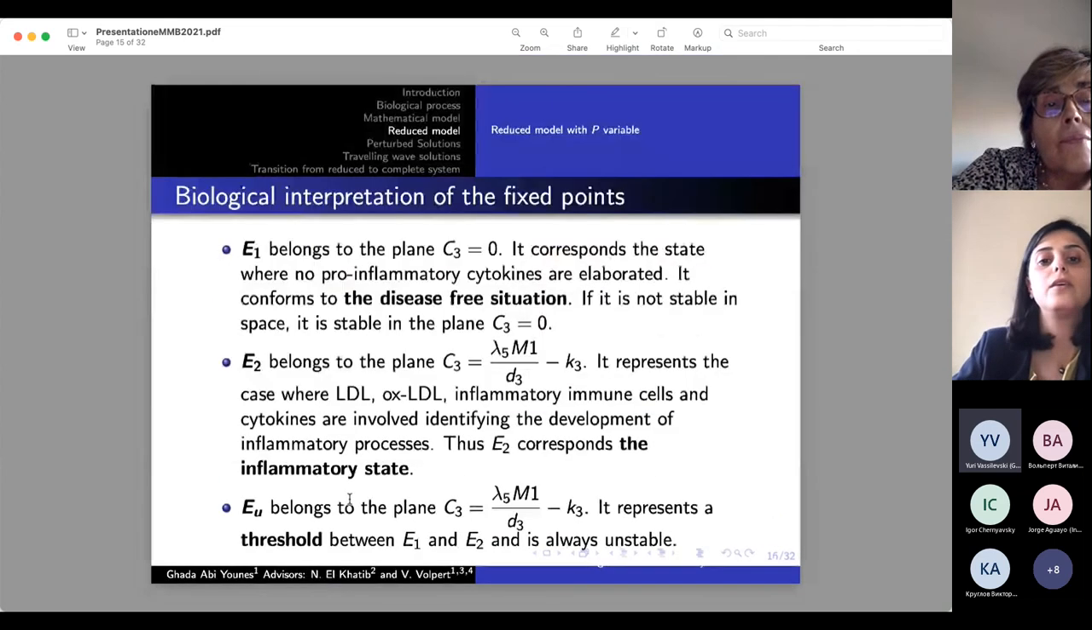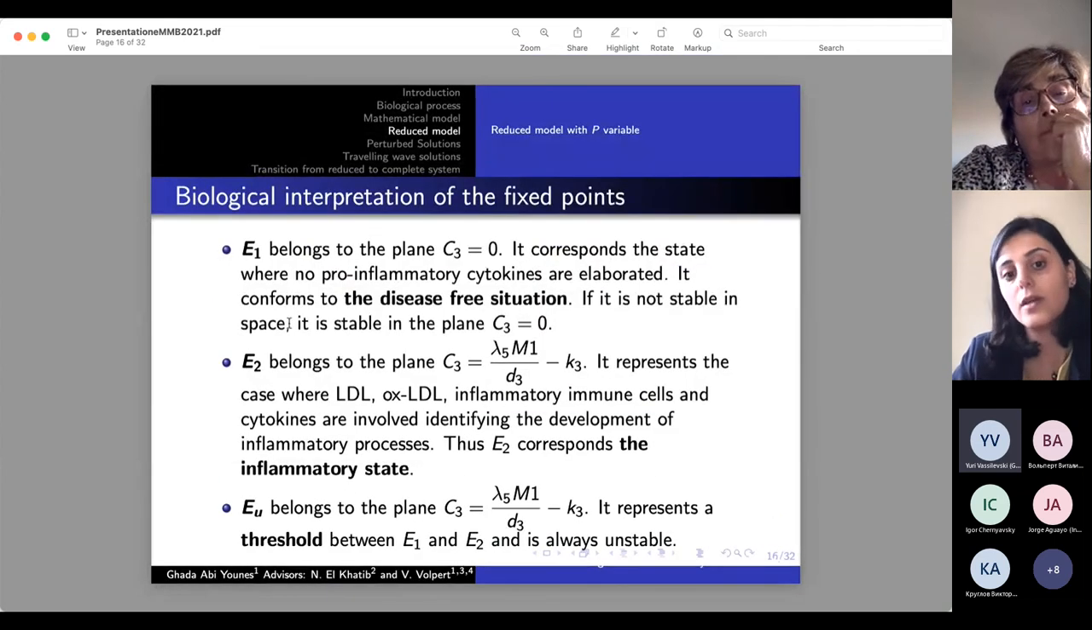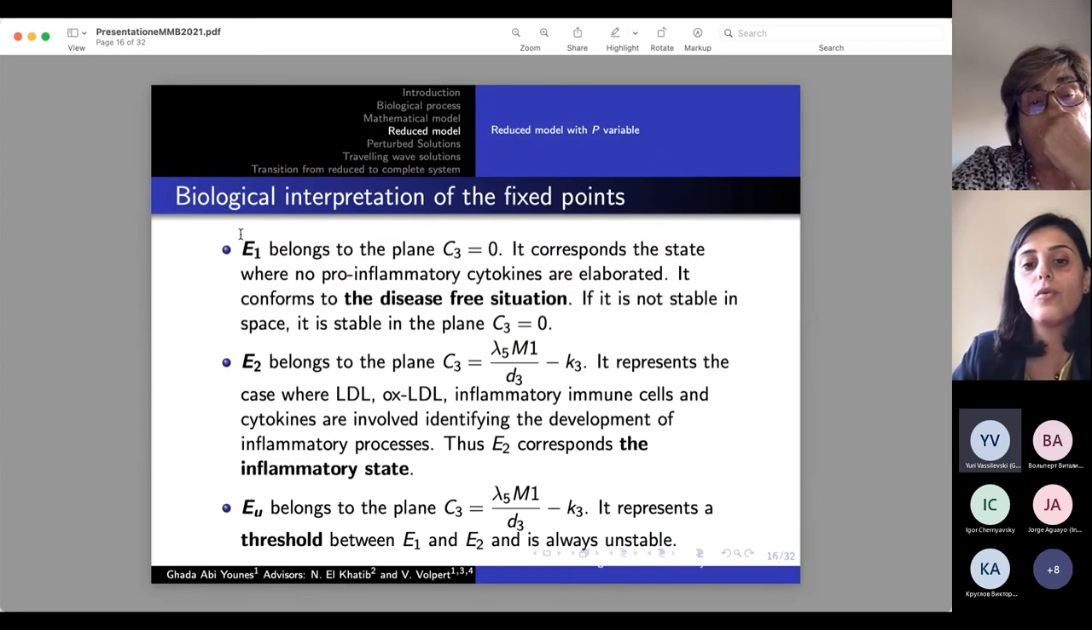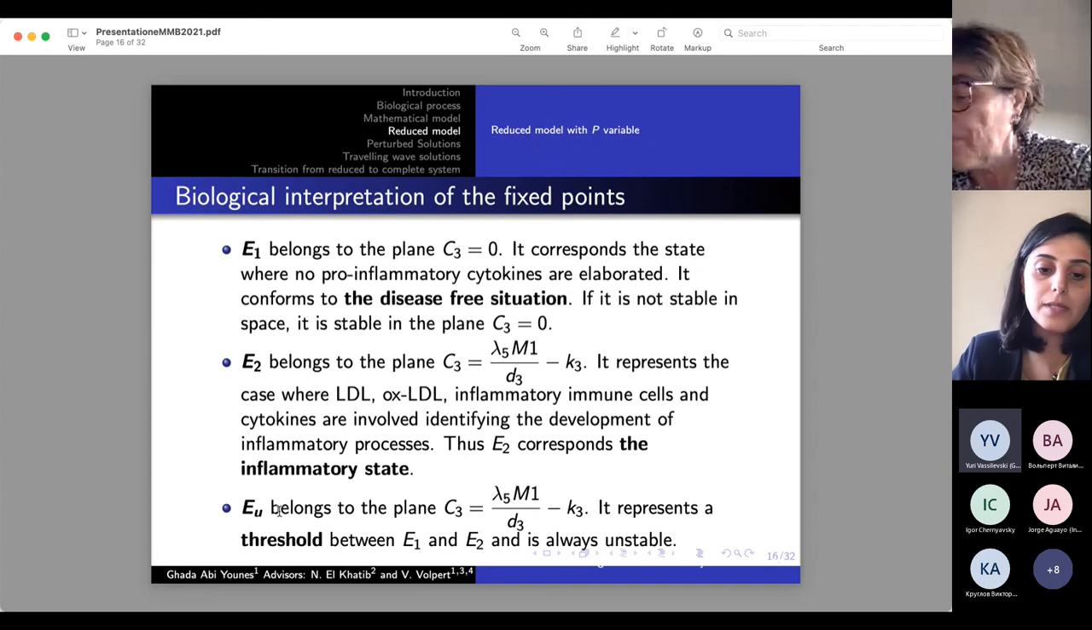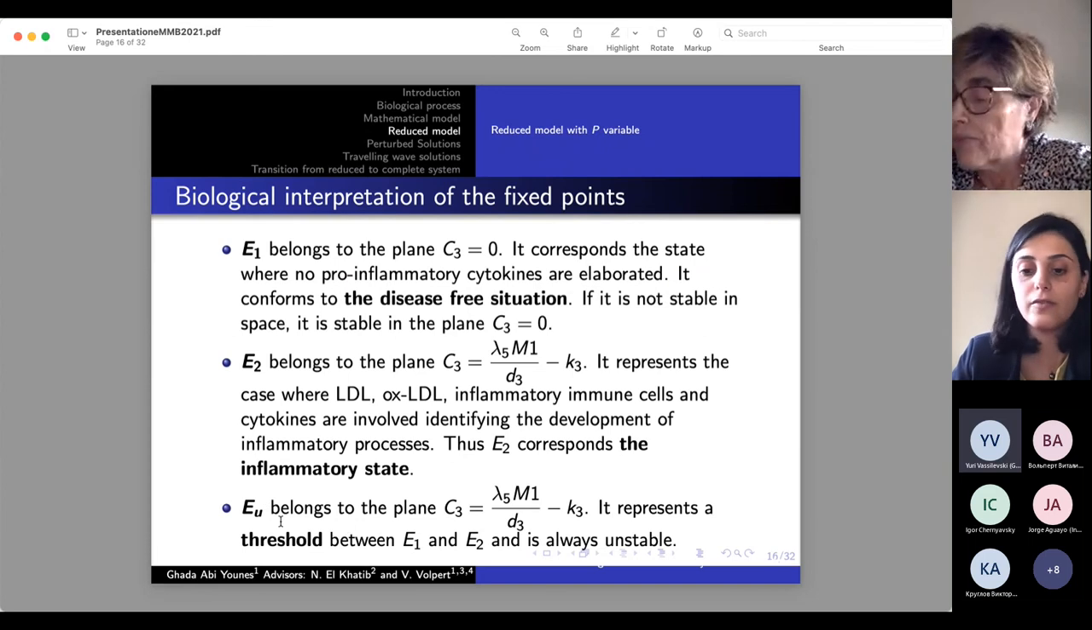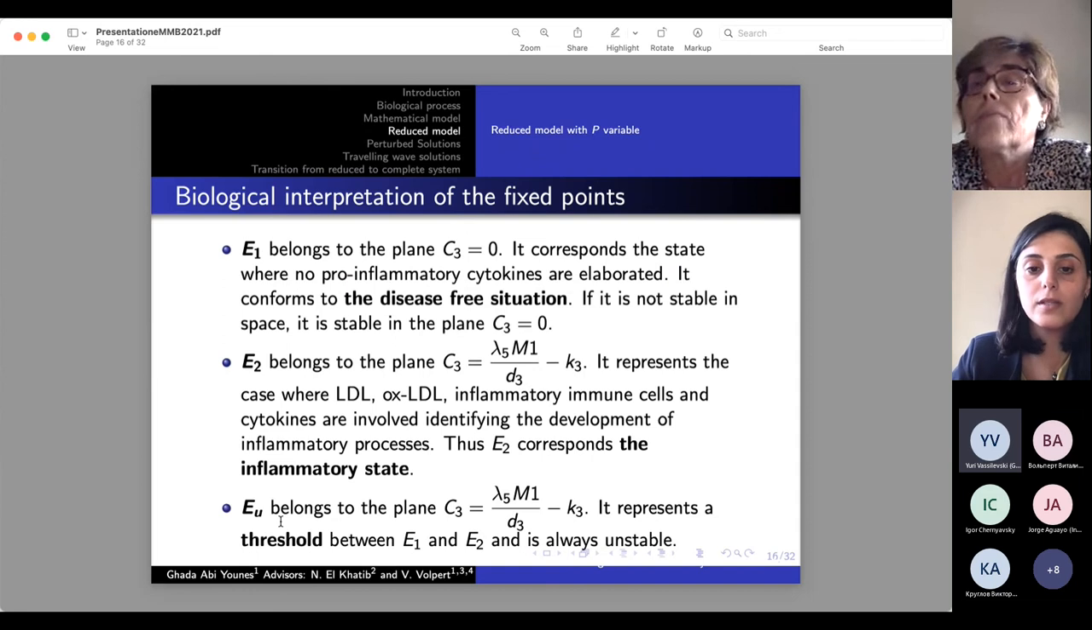Now, let us give a biological interpretation of these fixed points. Since E1 corresponds to the state where we have no pro-inflammatory cytokines, it conforms to the disease-free situation, whereas E2 corresponds to the inflammatory state. EU is always unstable. It is between E1 and E2. It represents a threshold the system has to overcome in order to move from E1, the disease-free situation, to the inflammatory state denoted by E2.